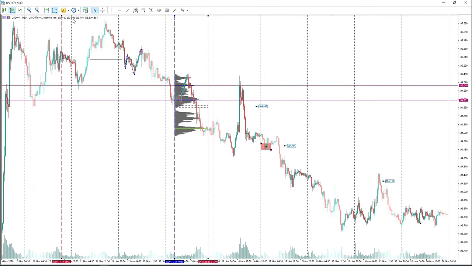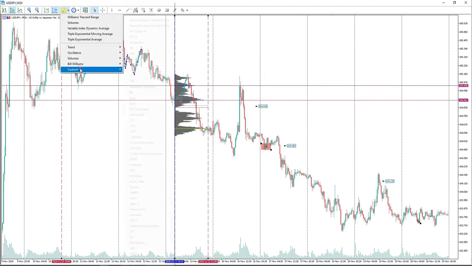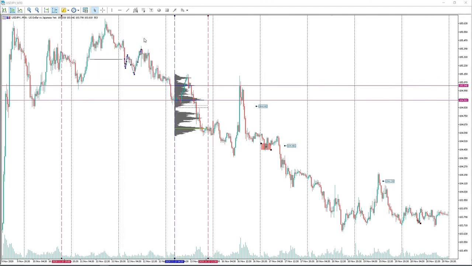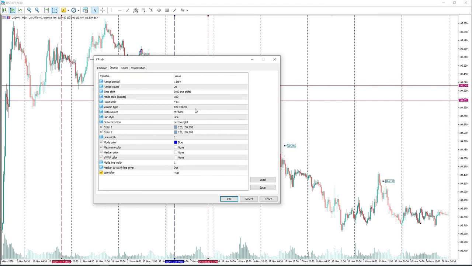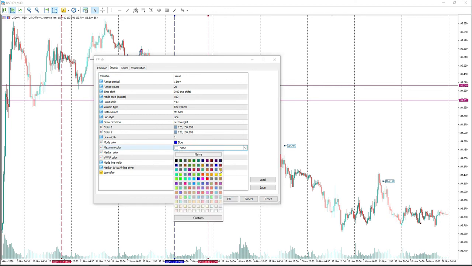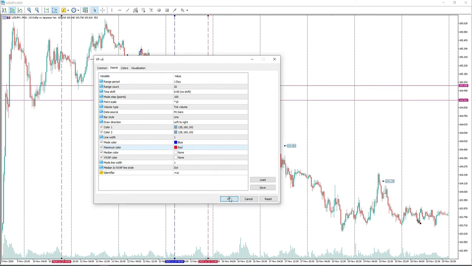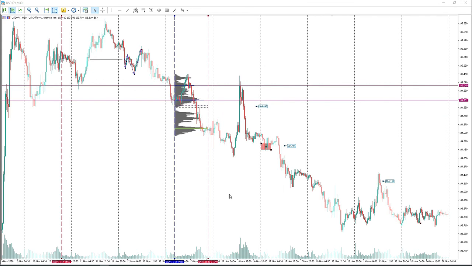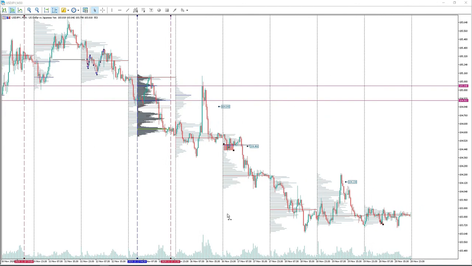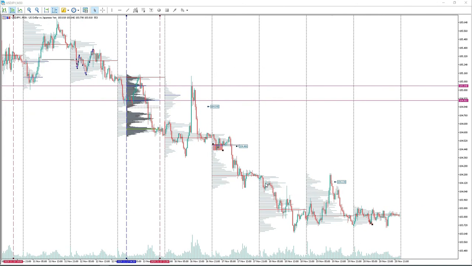Let me just put, before we go, let me just put this volume profile. This is the fixed volume profile. I do not use this. Some people actually use this and they're actually very profitable. I do not use this. It doesn't give me my setups which I want.